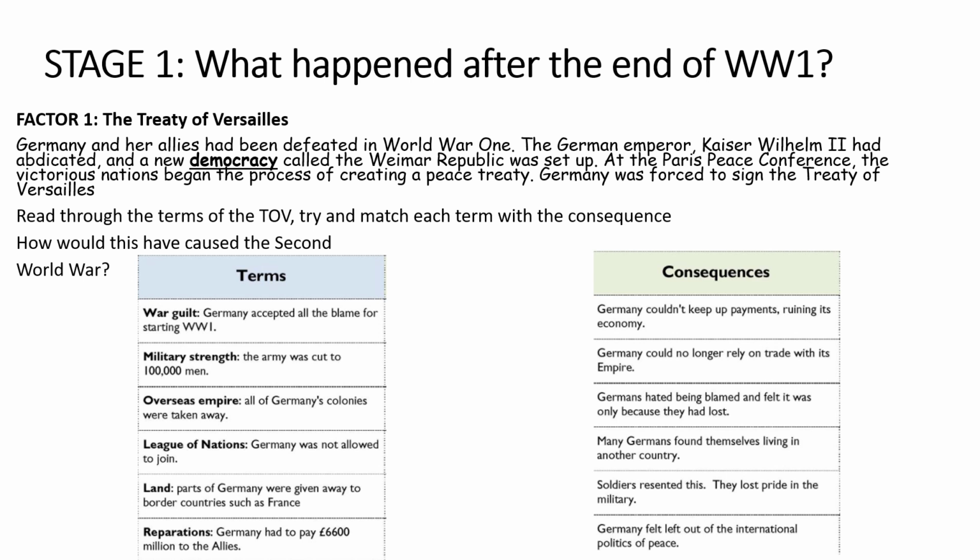The first thing I would like you to do is match those up. Okay, so write the terms down, write the consequences down next to them, and draw an arrow from the term to the consequence of it. Okay, the first one I will do for you. War guilt. So war guilt, you draw your line across, and that goes to Germans hated being blamed and felt it was only because they had lost. Okay, so Germany had to accept all the blame, but they thought they were being blamed for the whole war, even though it wasn't entirely their fault, and it was only because they had lost that they had to do this. Okay, so that was a consequence.